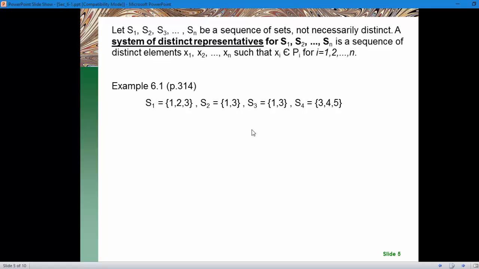So let's take a look at this example. This one is on page 314 of your textbook. Here we're given 4 sets. Set 1 is 1, 2, 3. Set 2 is 1, 3. Notice that set 2 and set 3 are the same. Let's find out whether this has an SDR or not.